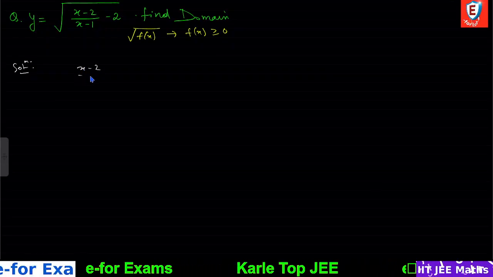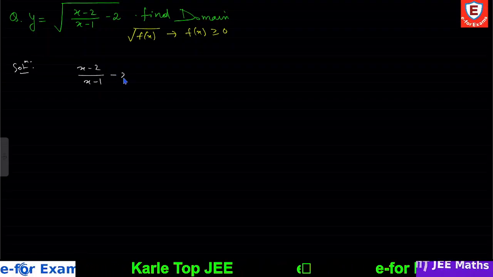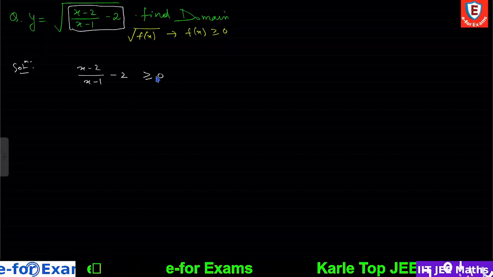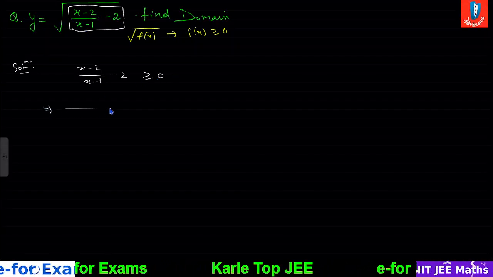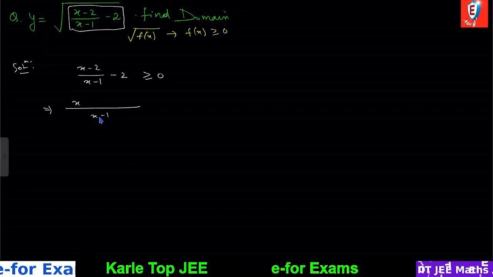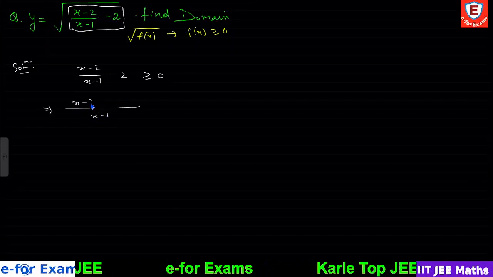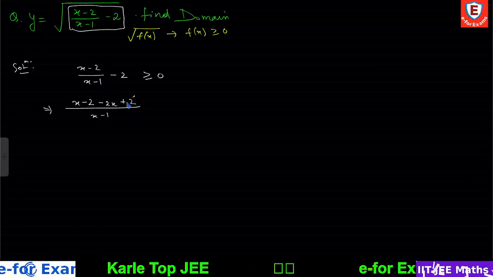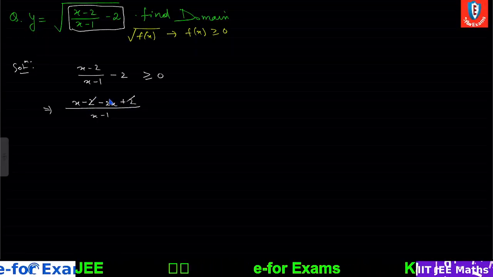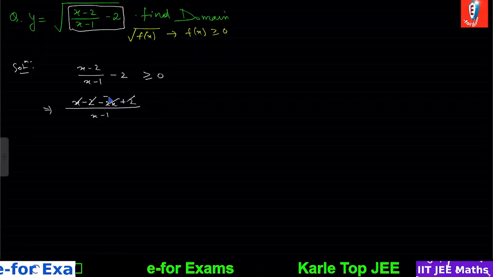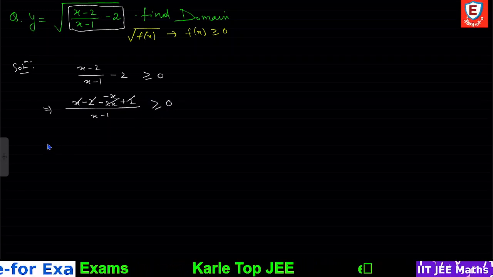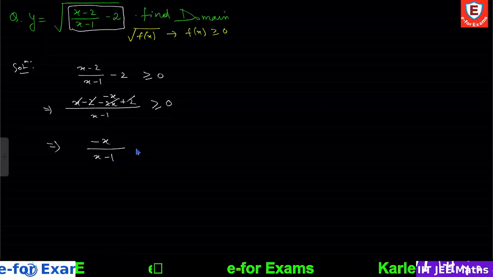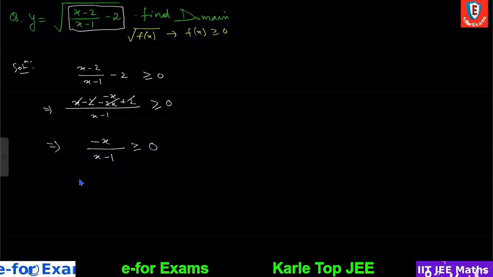Here, (x minus 2)/(x minus 1) minus 2 is greater than or equal to 0. This whole thing inside the root should be greater than or equal to 0. If you take the LCM, x minus 1 in the denominator, the numerator is x minus 2 minus 2 times (x minus 1), which means plus 2. The 2 will get cancelled, 2x and x, so minus x, greater than or equal to 0. This implies minus x divided by x minus 1 is greater than or equal to 0.